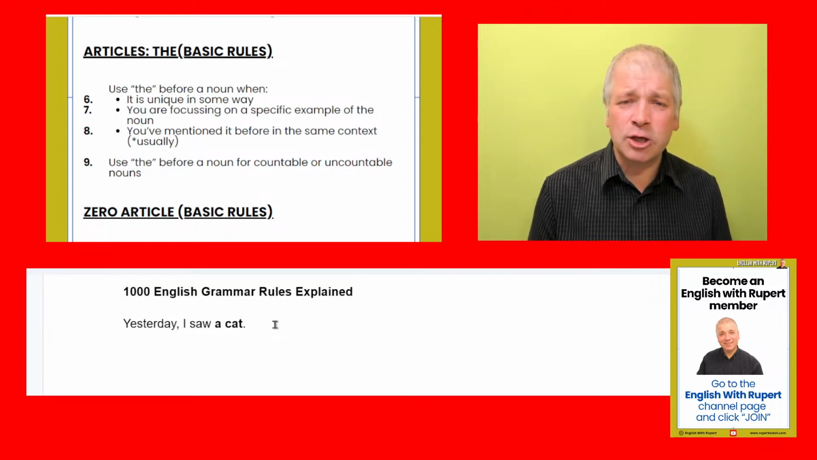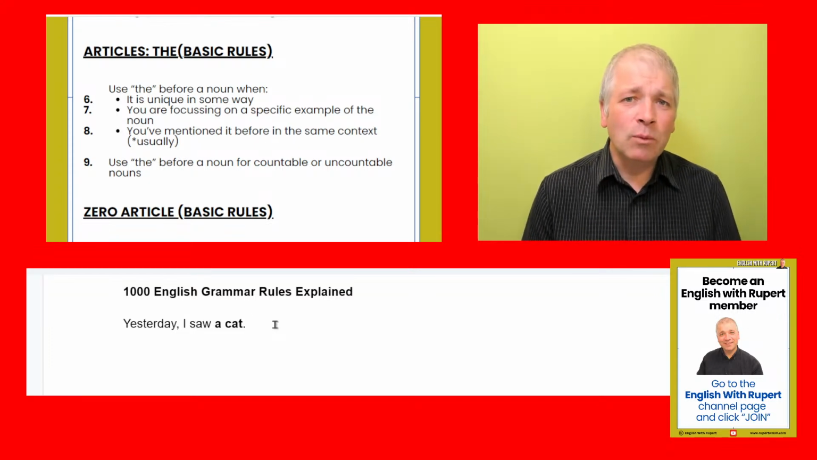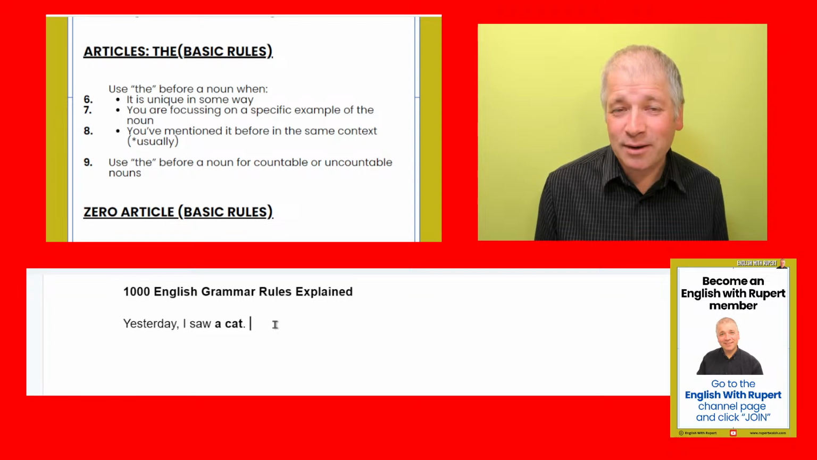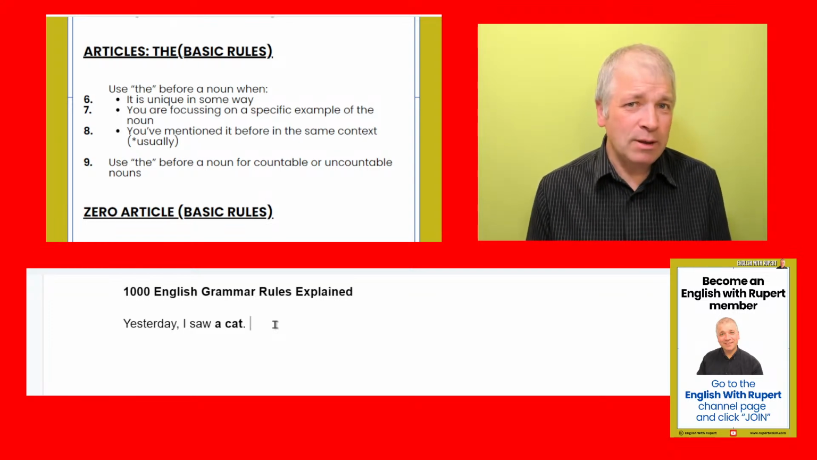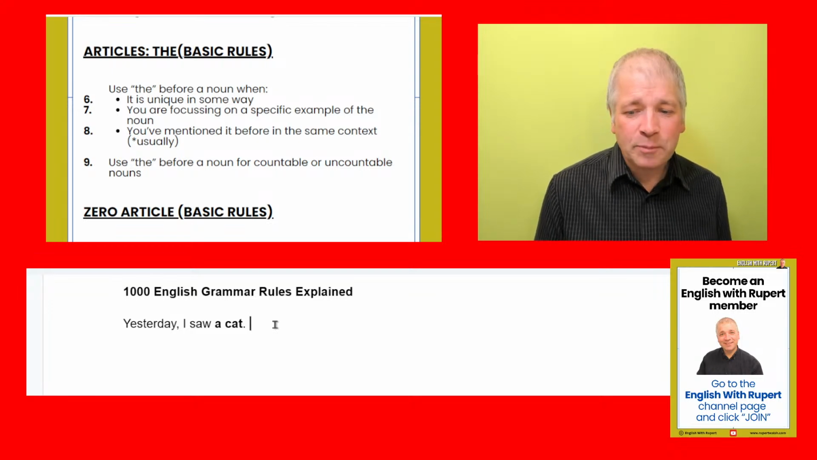So number 6, it is unique in some way. If a noun is unique in some way, then we will use the before it. For example, the sun. There's only one sun. Well, in our solar system, there's only one sun. It's unique, and for that reason, we say the before it. Rule 7, you are focusing on a specific example of the noun. And I'll come back to that in a moment. 8, you've mentioned it before in the same context. I'll come back to 9 in a moment once I've covered 0 article.